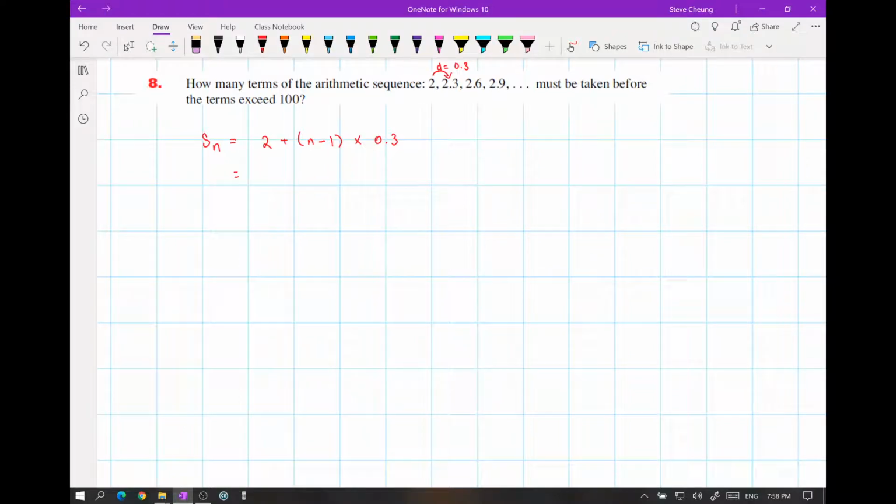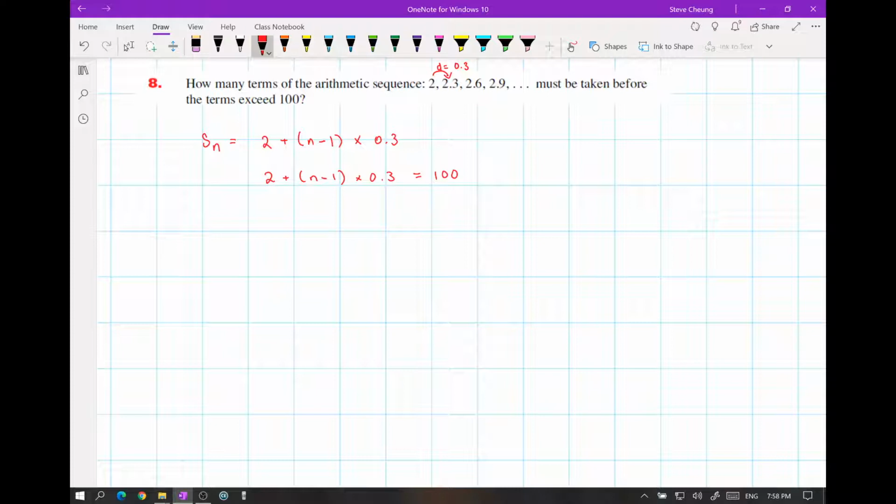So what you basically want is this. This is a sum, right? You want this to exceed 100. So we can actually pretend that it equals 100. For the sake of simplifying the question, you can let it be exactly 100 and then see what that n value is going to be.